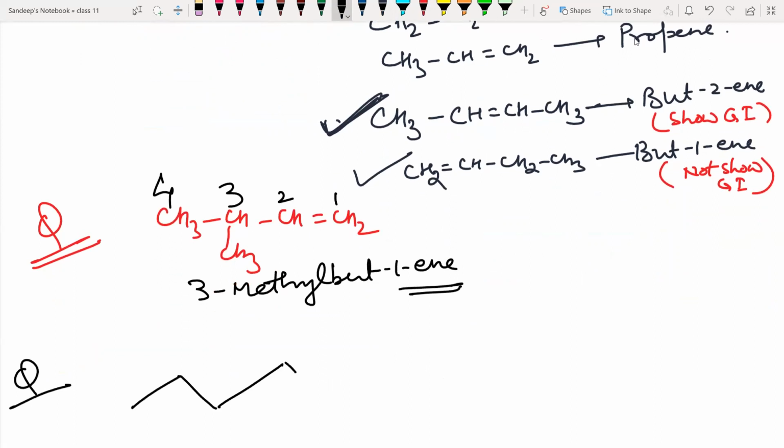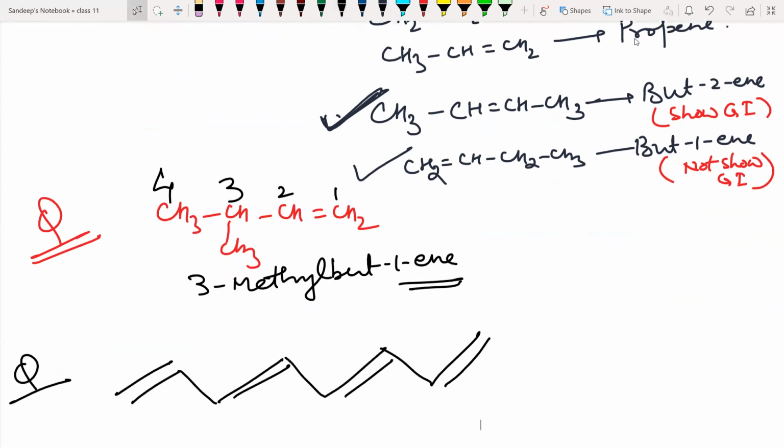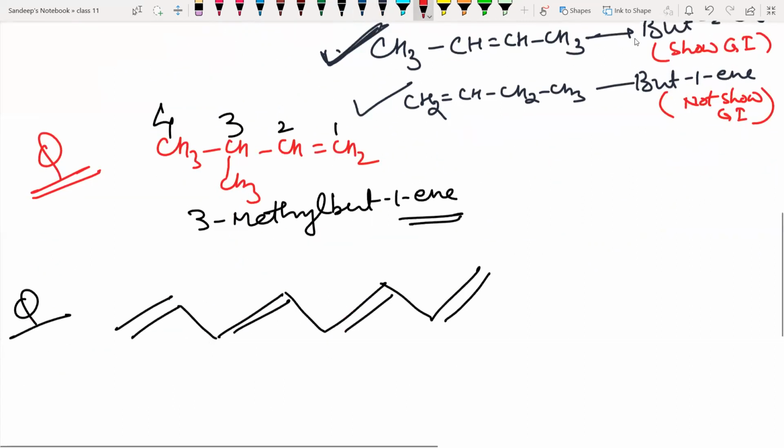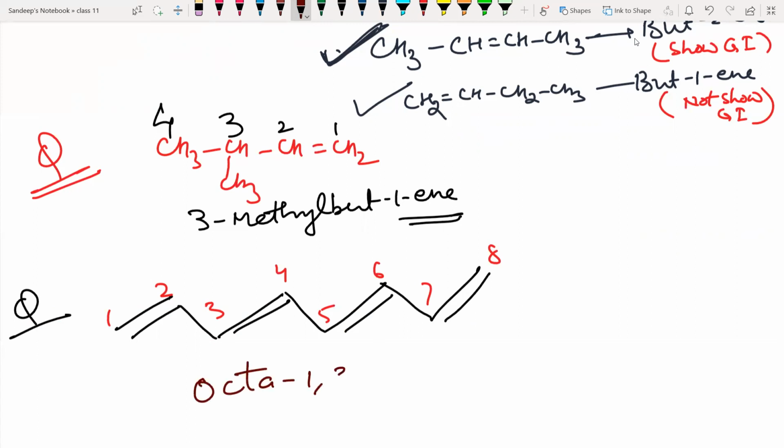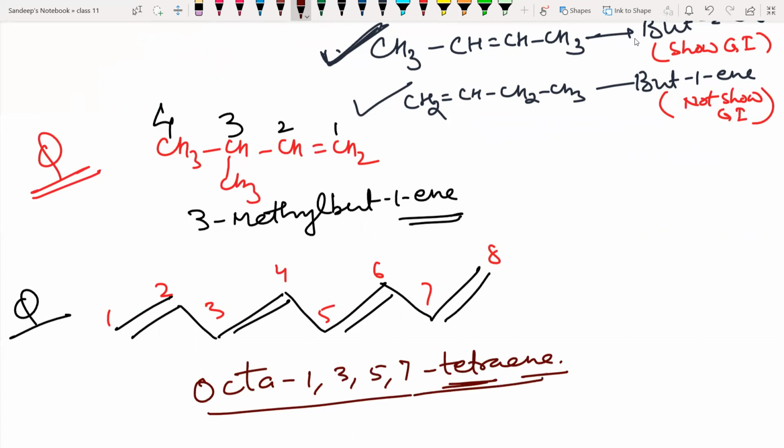Next question is like this. What will be the name? So you just have to first number it and then solve. So 1, 2, 3, 4, 5, 6, 7, 8. So it is an octane derivative. So we can write octa-1,3,5,7-tetraene. That means it has 4 double bonds. So it is called octa-1,3,5,7-tetraene.